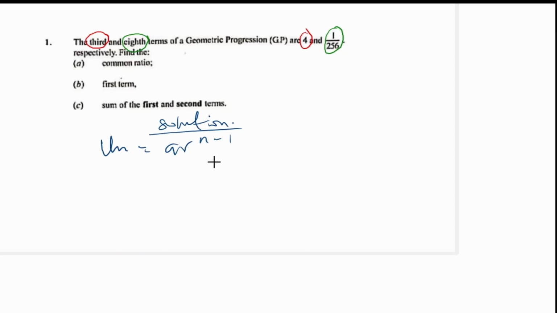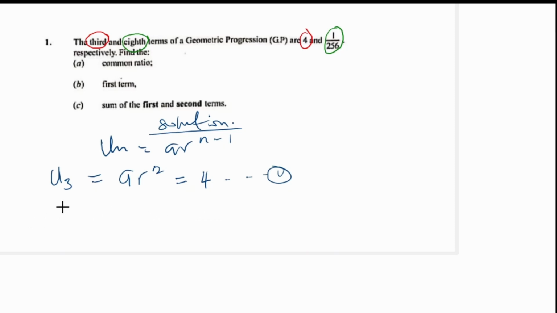So getting specifically to this question, the third term is going to be U_3, which will be equal to a r^2, because we don't know a, we don't know r, but our n is 3 and 3 minus 1 is 2. That's why we have a r squared. And the question said this is equal to 4. Let's make this equation 1 because we cannot simplify it and we'll need to come back to it again.